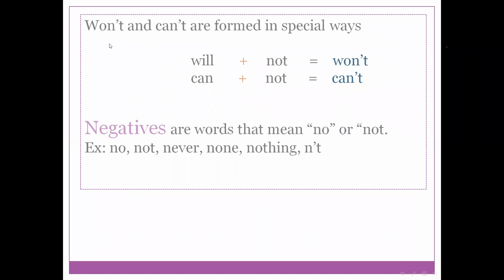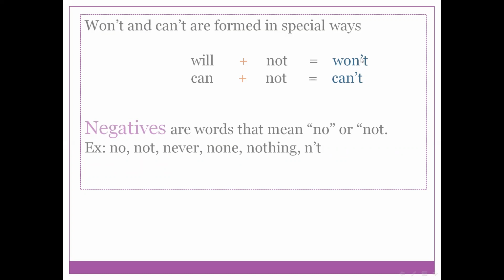Now, with some verb contractions, we don't only skip the O, we change the whole word. Like what? Like won't and can't are formed in a special way. Will plus not, we will have won't. Look, notice here, we didn't put the I or the double L. We wrote O and T.